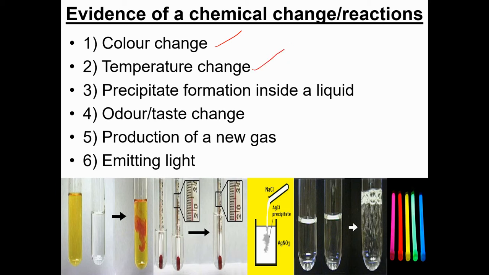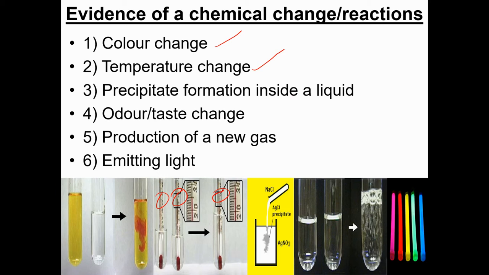A temperature change. If I mix two substances together and all of a sudden they start to get hotter or colder, then that's probably an indication that the new substance that formed led to that energy change with the breaking of bonds and forming of bonds. So you can see here we had initial temperatures. Then when we mixed these two substances together here, the temperature rose. So there was most likely a chemical change that led to that.